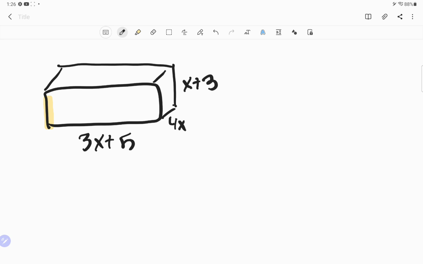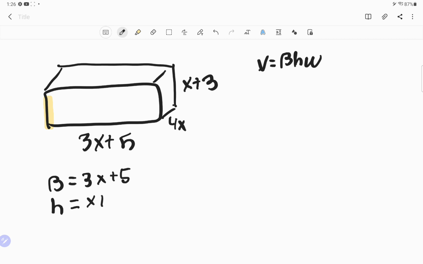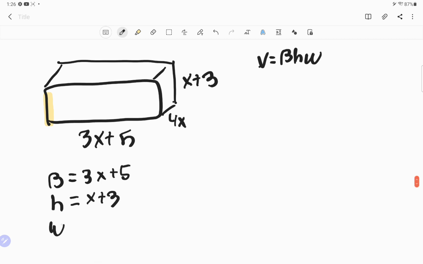Finally, we're doing volume again because we're doing a three-dimensional shape. This one's going to be a prism. And we know that for prisms, the volume is going to be base times height times width. I'm going to label my stuff. So I know my base is going to be 3x plus 5. I know my height is going to be x plus 3. And I know that my width is going to be 4x.